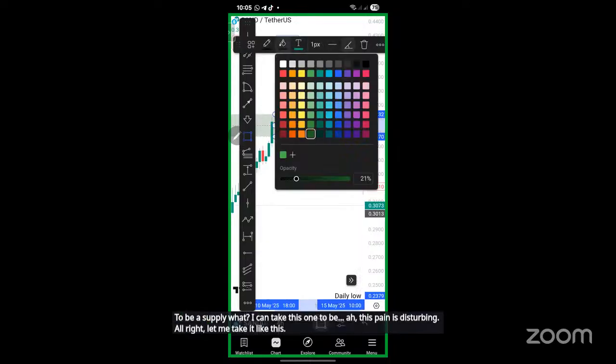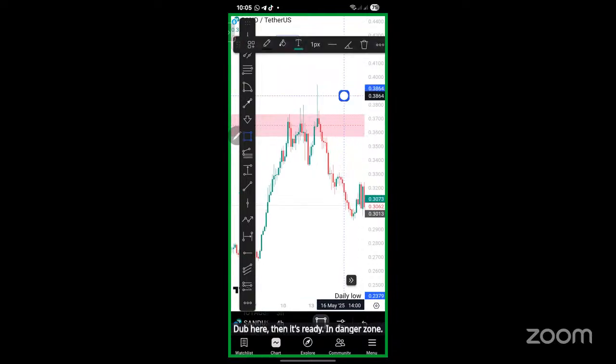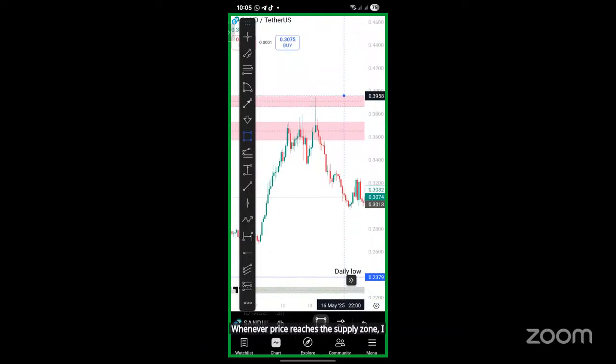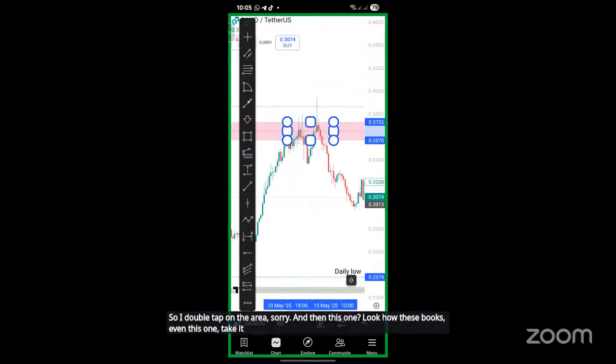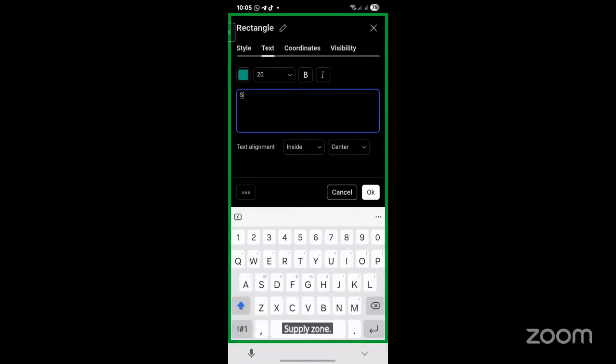Tap here, turn it to red, a danger zone. Whenever price reaches that area, expect it to come down. Whenever price reaches the supply zone, I expect the price to come back down. So I double tap on the area, sorry. Take away this box. Double tap on this and say supply zone.